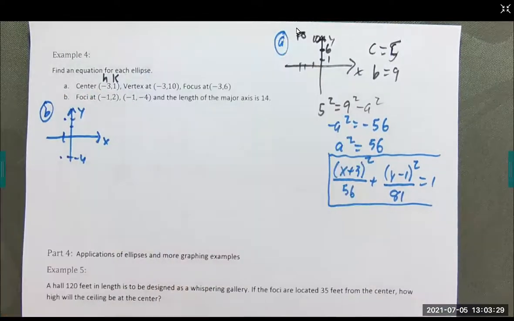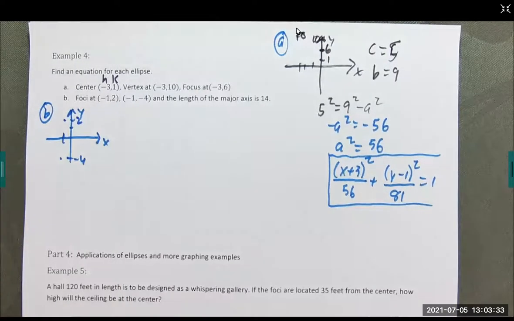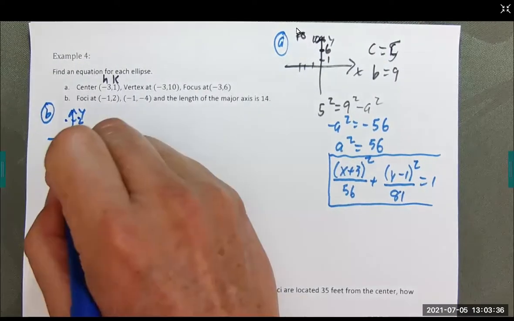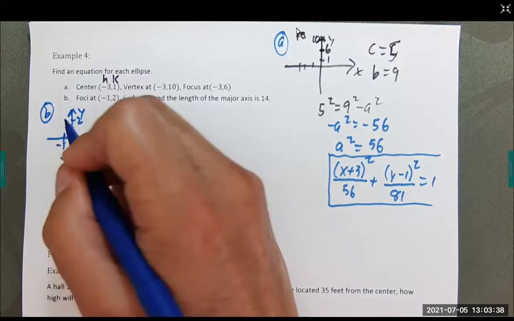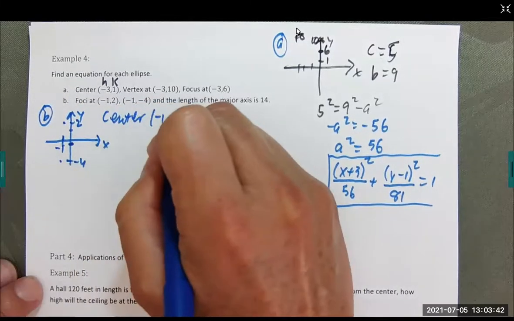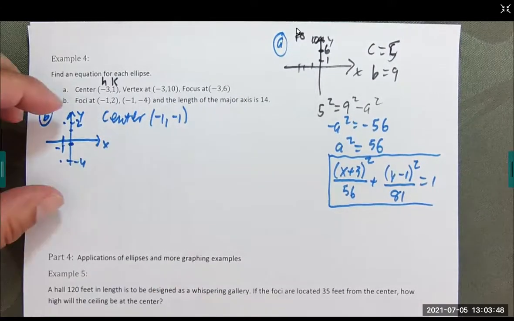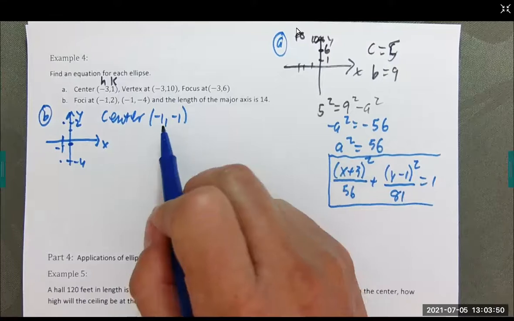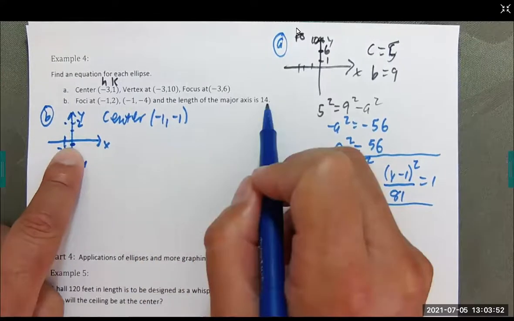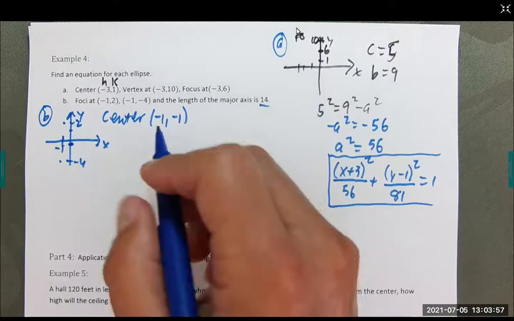And halfway between those, actually, what I'm going to do is add those together and divide by 2. That means that our center is at -1. So the center, in this case, is going to be at -1, -1. And there's our h and our k. Length of the major axis is here. So that means from -1, we're going to go up 7 and down 7 to get our 14. So -1 plus 7.